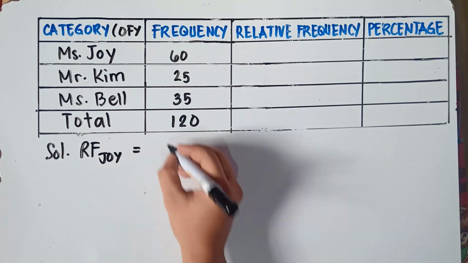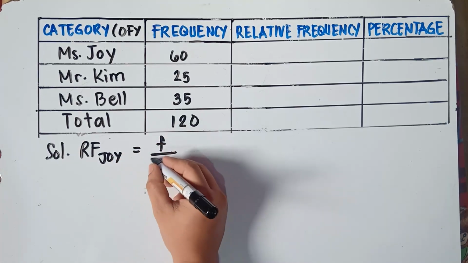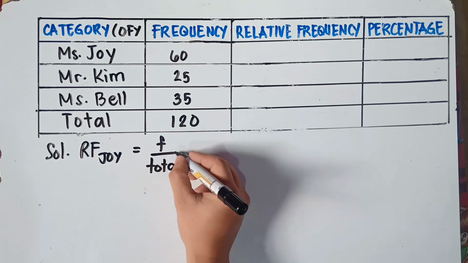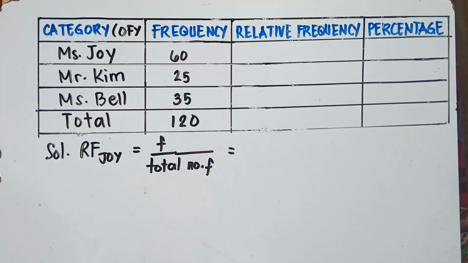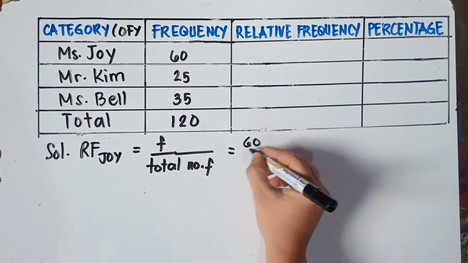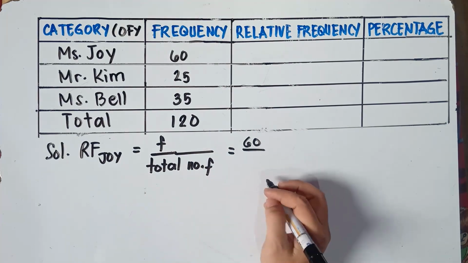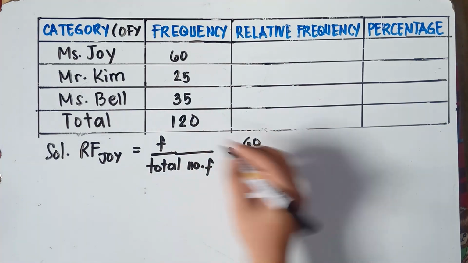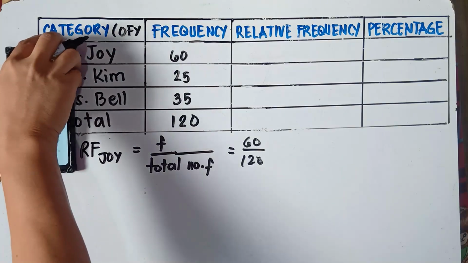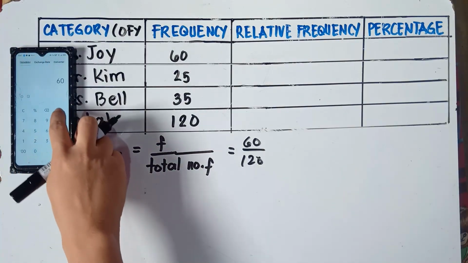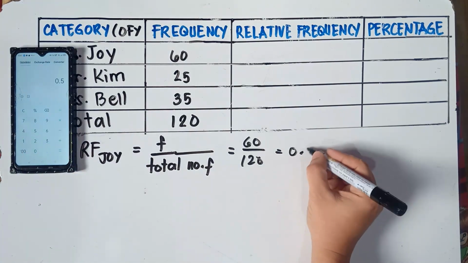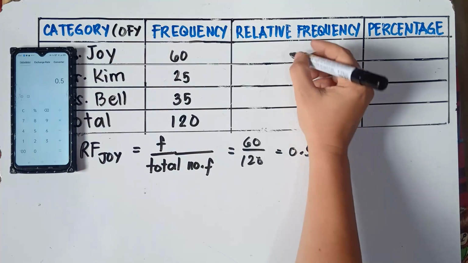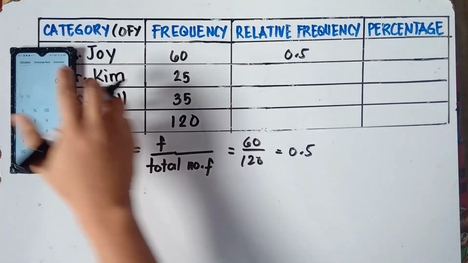Alright, so that would be the frequency divided by the total number of frequency. So this will be the frequency of Miss Joy. That would be 60 divided by the total number of frequency, which is 120. So 60 divided by 120. I think that's 0.5. 120, that's correct. So the answer would be 0.5. Easy as that, class.